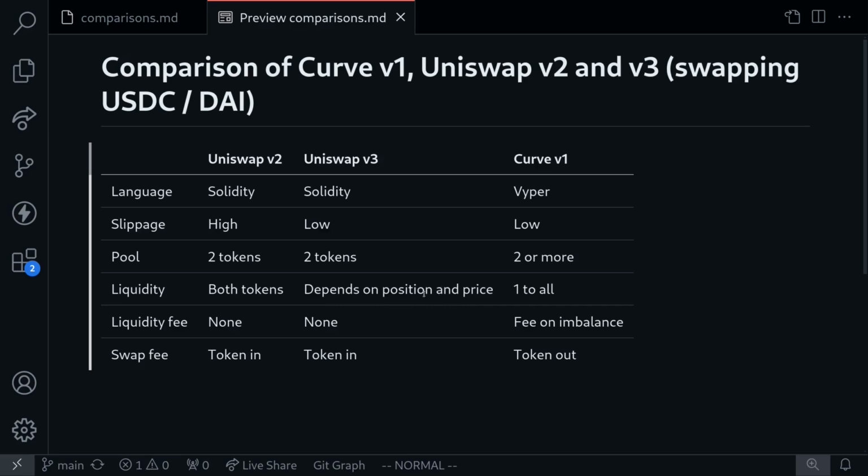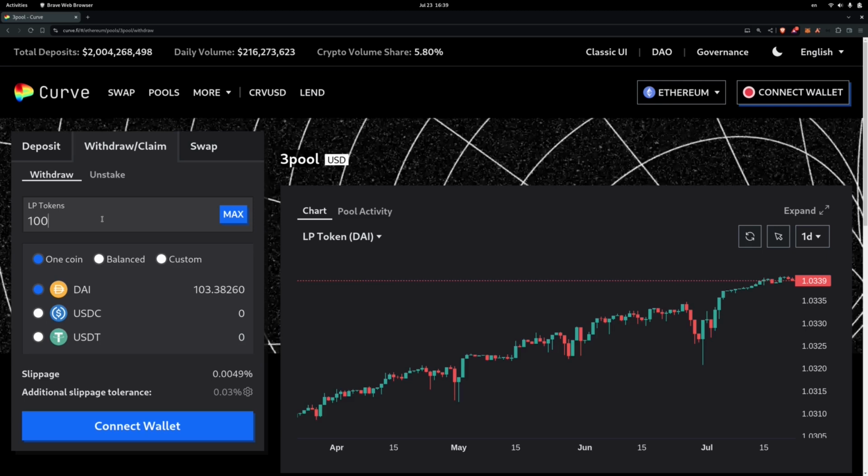When you remove liquidity, if your liquidity position is outside of the active price, then you can only withdraw 1 token. However, if the current price is in between your liquidity position, when you remove liquidity, you'll get both tokens. However, in Curve V1, you can specify which tokens you want to withdraw. It can be 1 token, it can be all tokens, or it can be somewhere in between. For example, inside the Curve 3 pool that consists of DAI, USDC, and USDT, let's say that we have 100 LP tokens and we only want to withdraw DAI. Then this is possible. We can also only withdraw in USDC or in USDT.